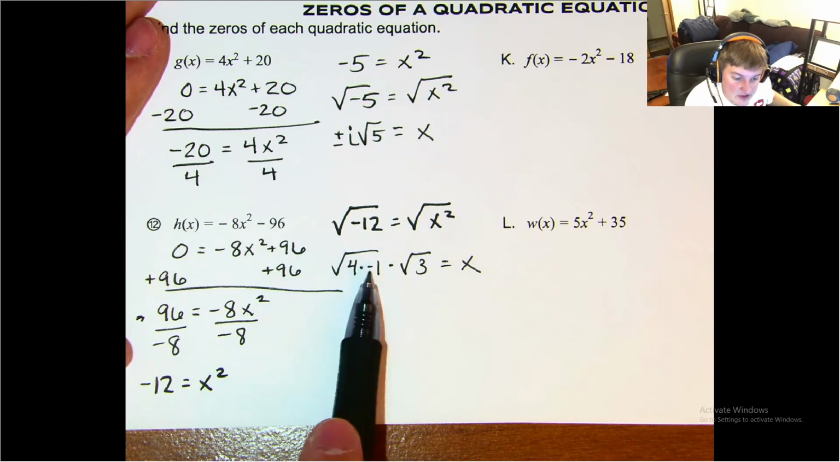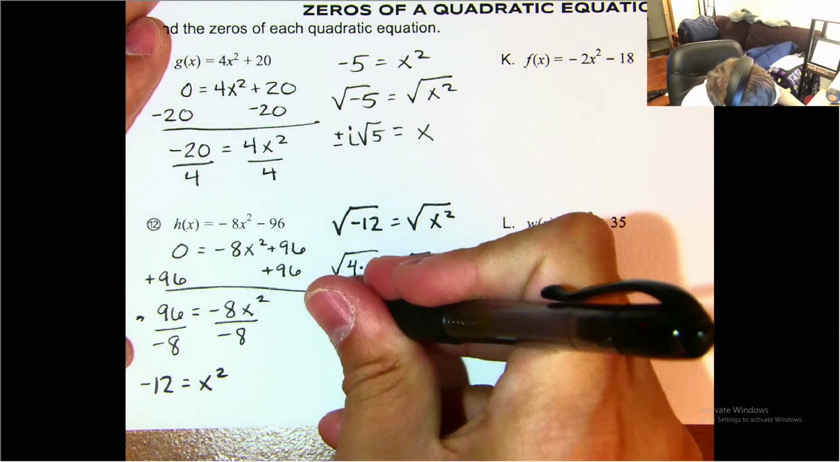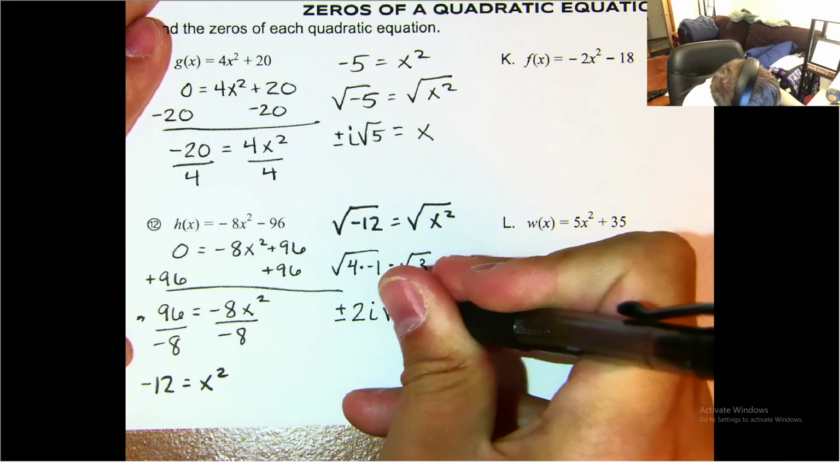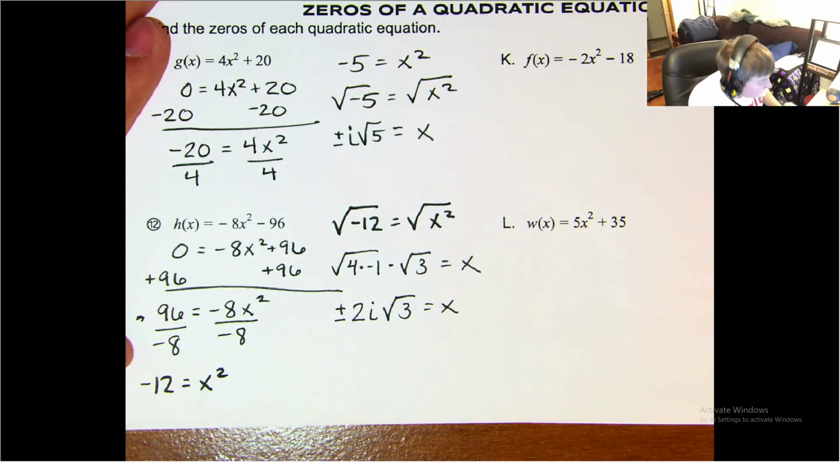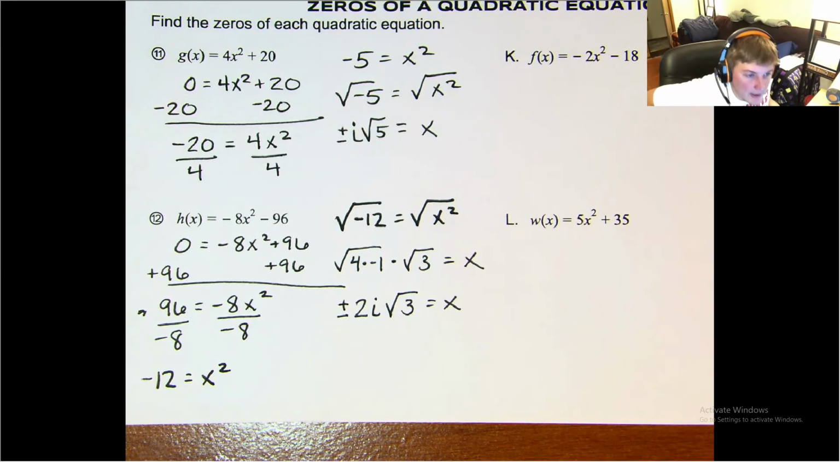These numbers all multiply to negative 12. This is the largest perfect square that divides evenly out of it. So this would give me plus or minus 2i square root of 3 is equal to x. Good opportunity to go ahead and solve K and L on your own, and when you are done, check it with me.